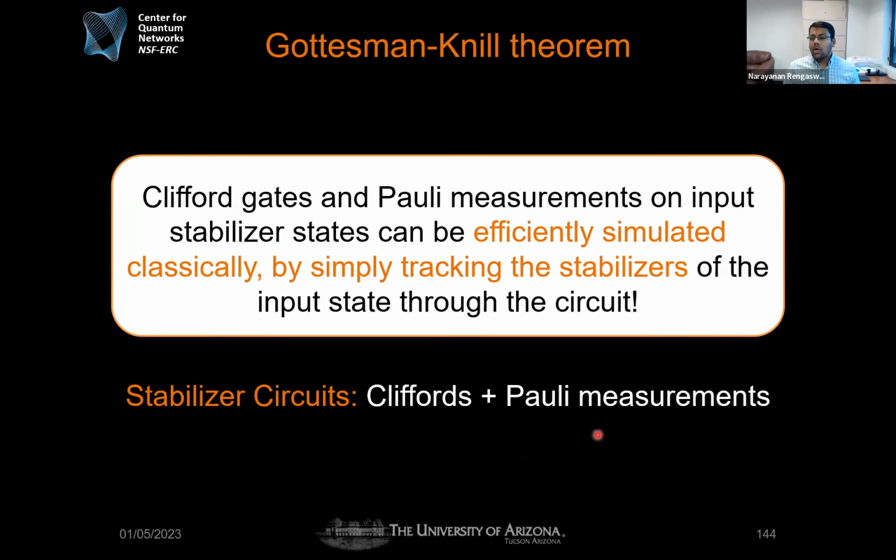And overall, this is what the Gottesman-Knill theorem tells us. It tells us that if you have input stabilizer states, meaning n-qubit states that have n independent Pauli stabilizers, and if your circuit only consists of Clifford gates and Pauli measurements, then the output can be efficiently simulated on a classical computer by just tracking the stabilizers. And so these Clifford gates and Pauli measurements are called stabilizer circuits. Overall, stabilizer circuits with stabilizer state inputs are kind of classical, right? There's nothing quantum in it because it can be efficiently simulated classically. Okay, so this is the stabilizer formalism that I wanted to introduce.